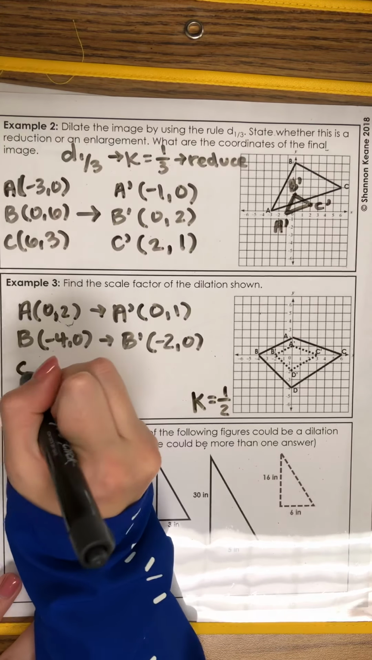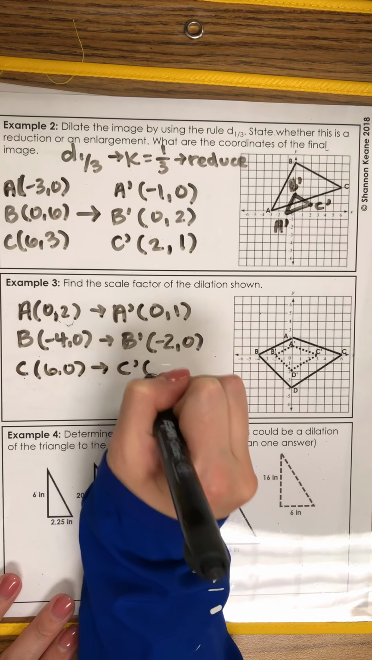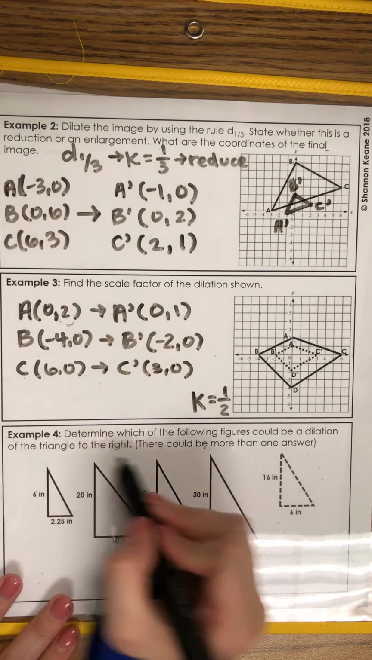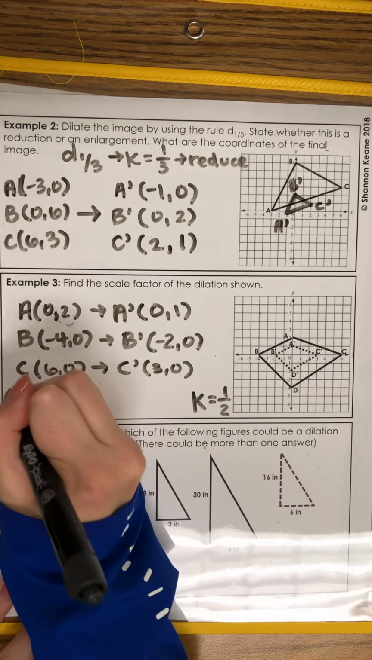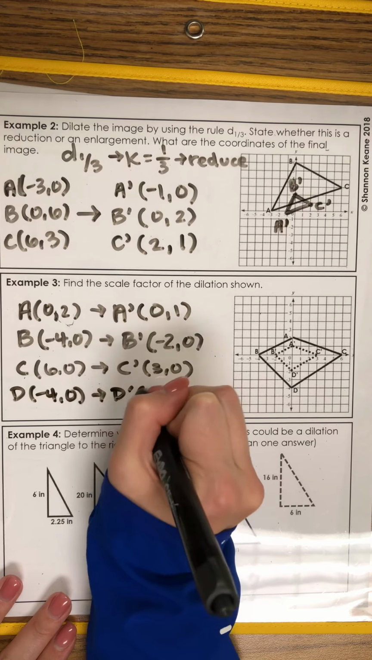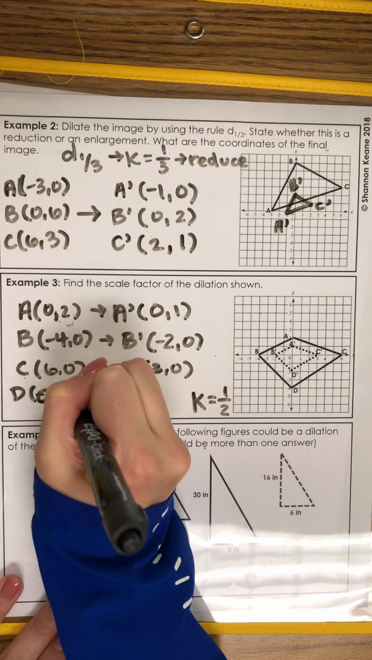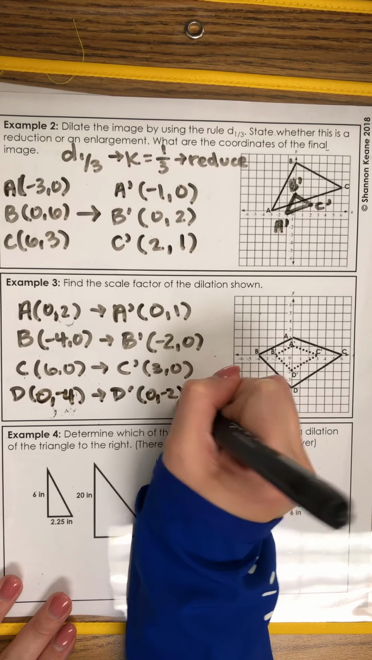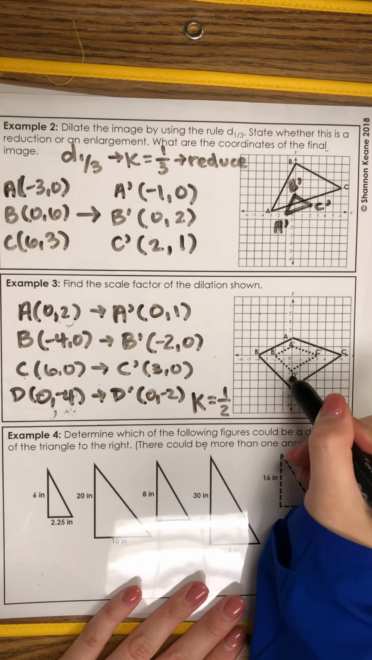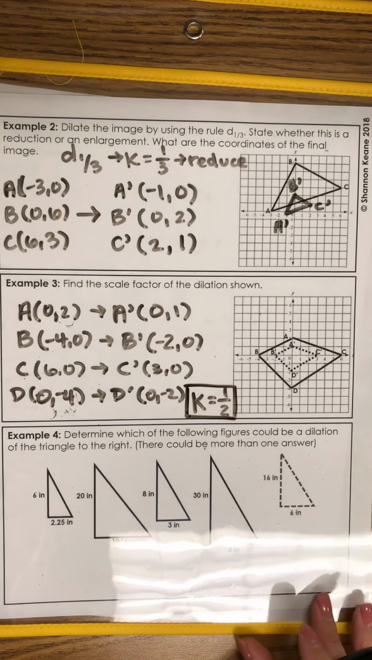You can continue on and see the pattern that C starts at 6, 0, and C prime ends at 3, 0. So again, that's dividing by 2 or multiplying by 1/2, and the same with D to D prime. We have -4, 0, and D prime ends up at 0, -2. So each time we are cutting all of the values in half, to see that we end up with a K or scale factor of 1/2.